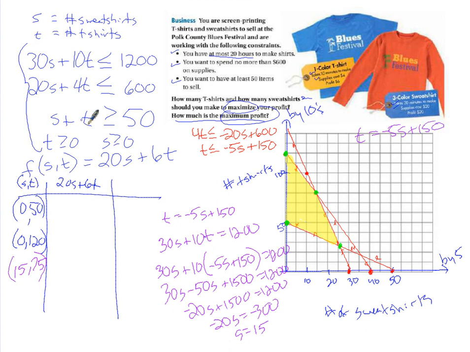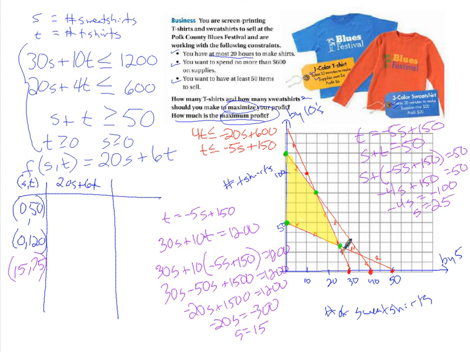And this inequality, s plus t is equal to 50. Substitution again. So we have s plus, parentheses, negative 5s plus 150 equals 50. So that becomes negative 4s plus 150 equals 50. Subtract 150 from both sides. Negative 4s equals negative 100. So therefore s equals positive 25.